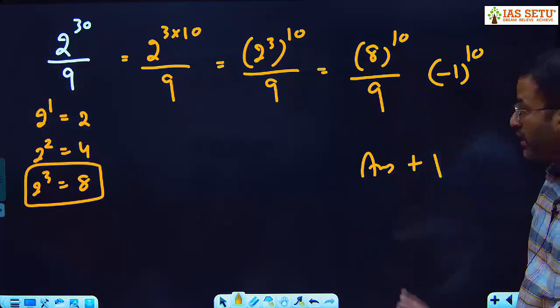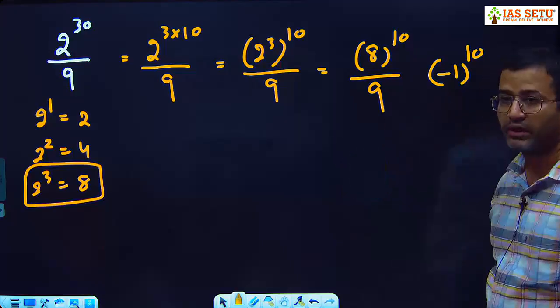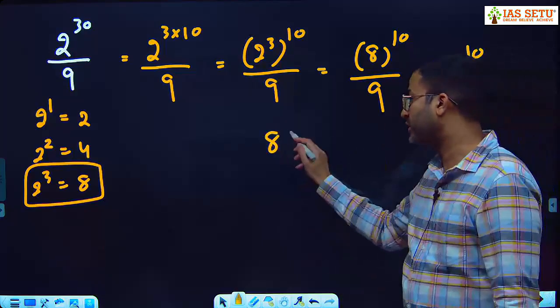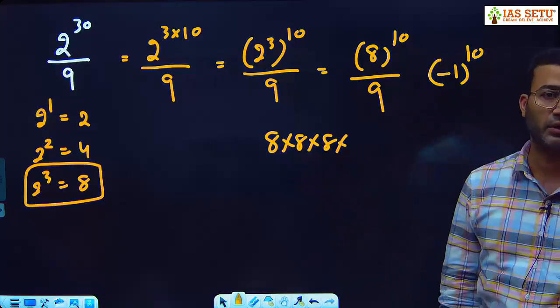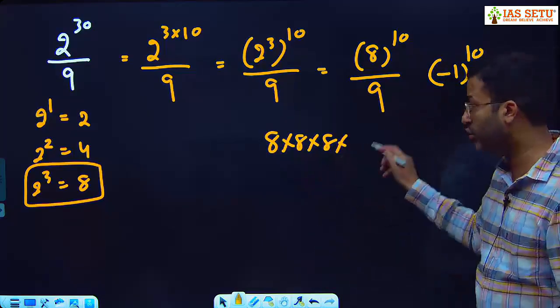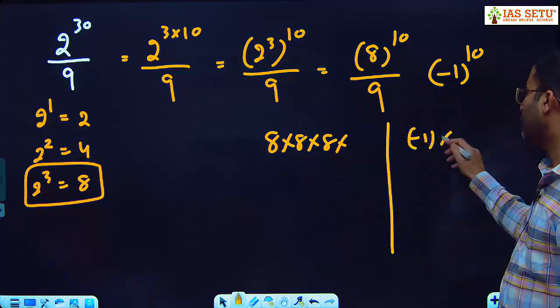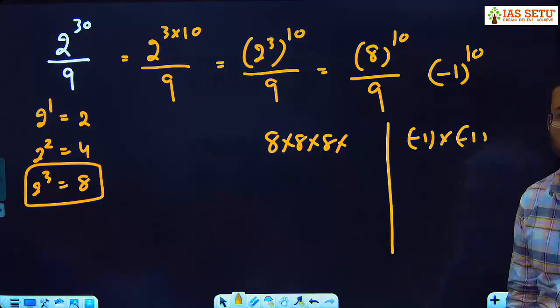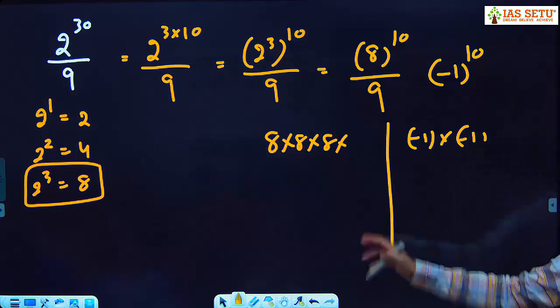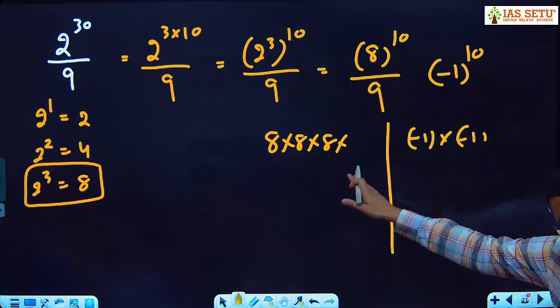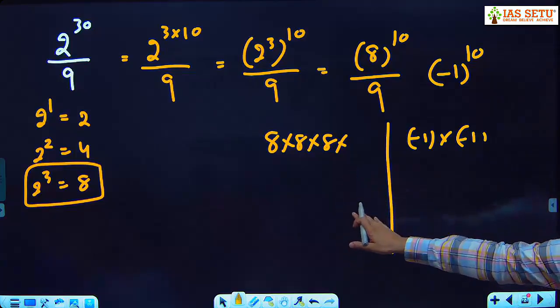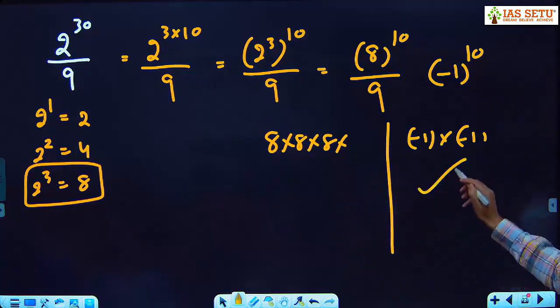If you don't understand that -1 will help, then what you have to do? 8 into 8 into 8, 10 times. Tell me what is this value? What do you prefer? Either this, or -1 into -1, 10 times. Tell me which you prefer, this or this. Whoever feels like it, do it, I won't stop you. So here it is better.